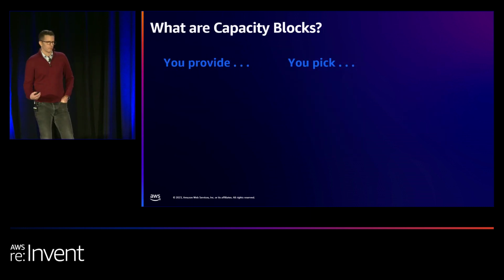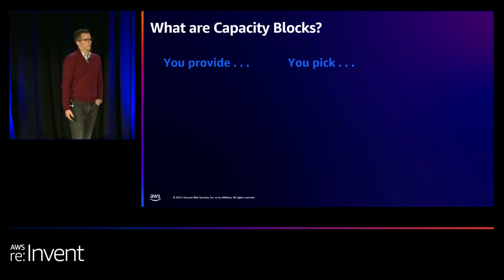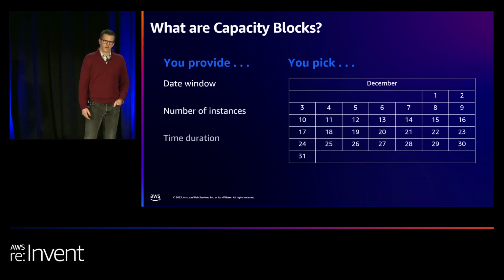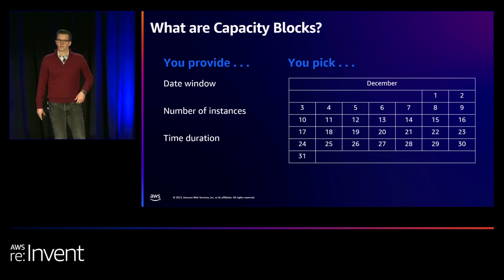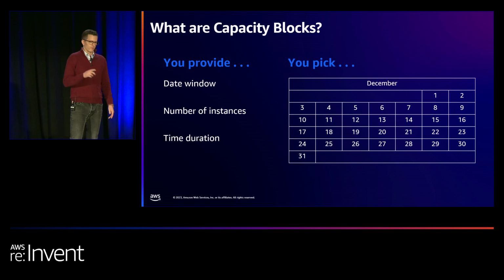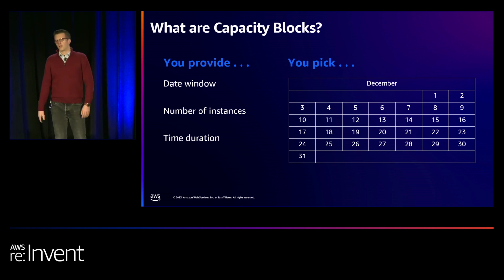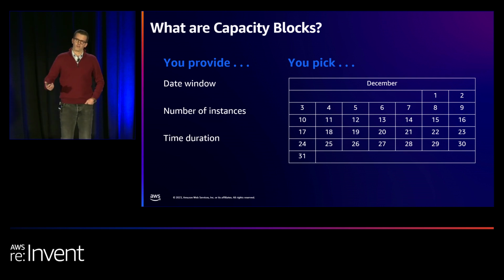So how exactly do capacity blocks work? It's sort of like booking a hotel room. You start by defining your date window, the date range you're looking for capacity within, like searching across a range of dates to compare different hotel options, prices, and rooms. Then you also provide the number of instances you want to reserve and the duration you want to reserve them for, like having a specific hotel room size in mind, a couple queen beds, a king bed, or a suite.